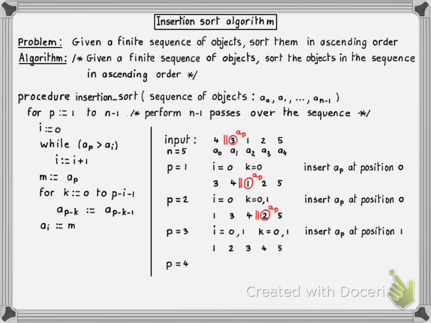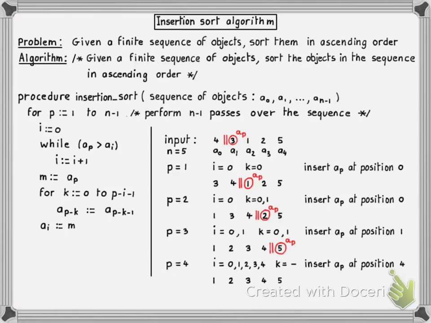So it will perform the next pass, p equals 4. The first 4 elements are sorted. a sub p is equal to 5. Now what happens in the while loop? The value of i goes from 0 all the way through 4. What that means is a sub p gets to be inserted at position 4, which is already its current position. In this case, the for loop is not executed, so the value of k is irrelevant, and a sub p is inserted at position 4, yielding the final sequence, which is in ascending order.